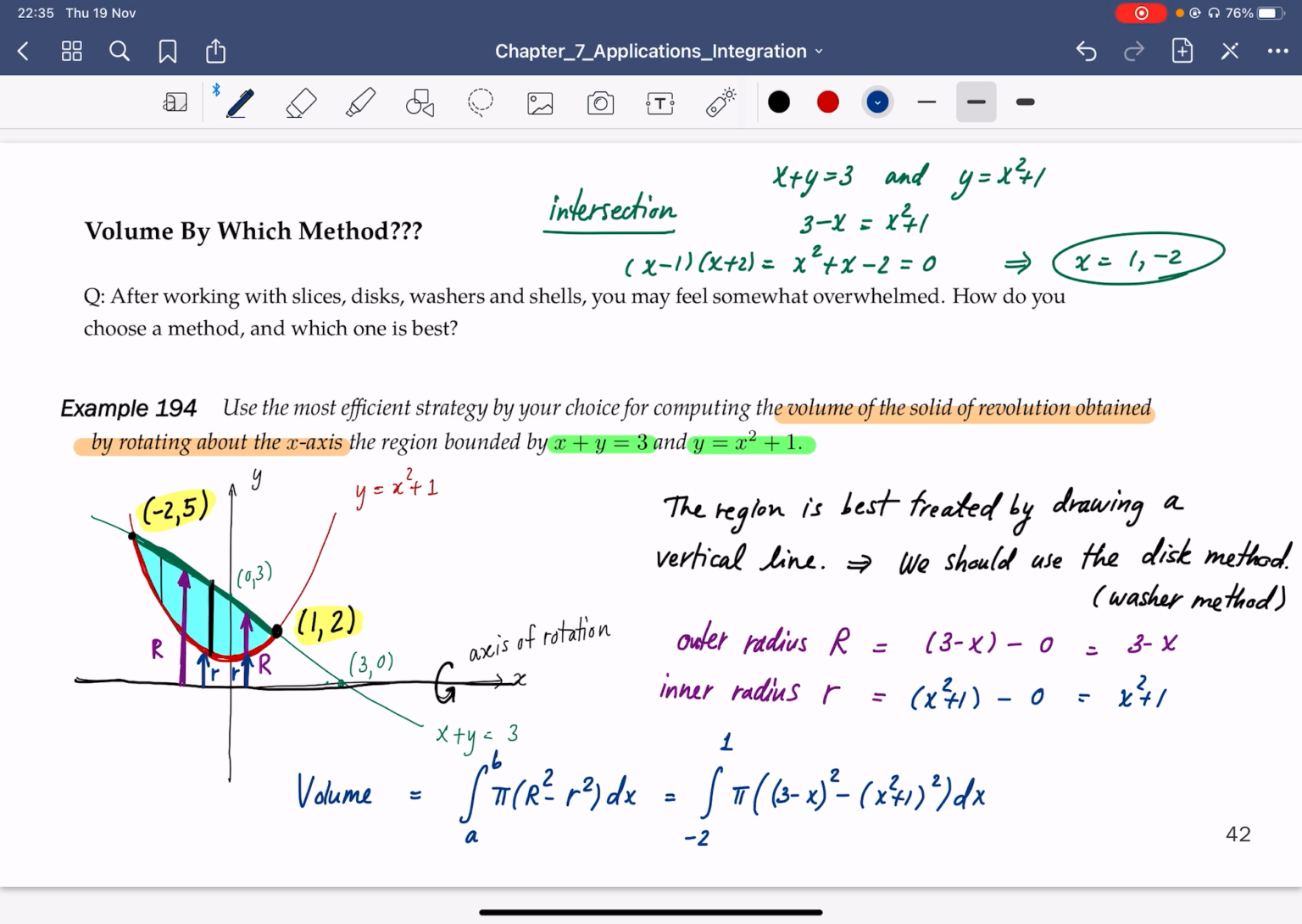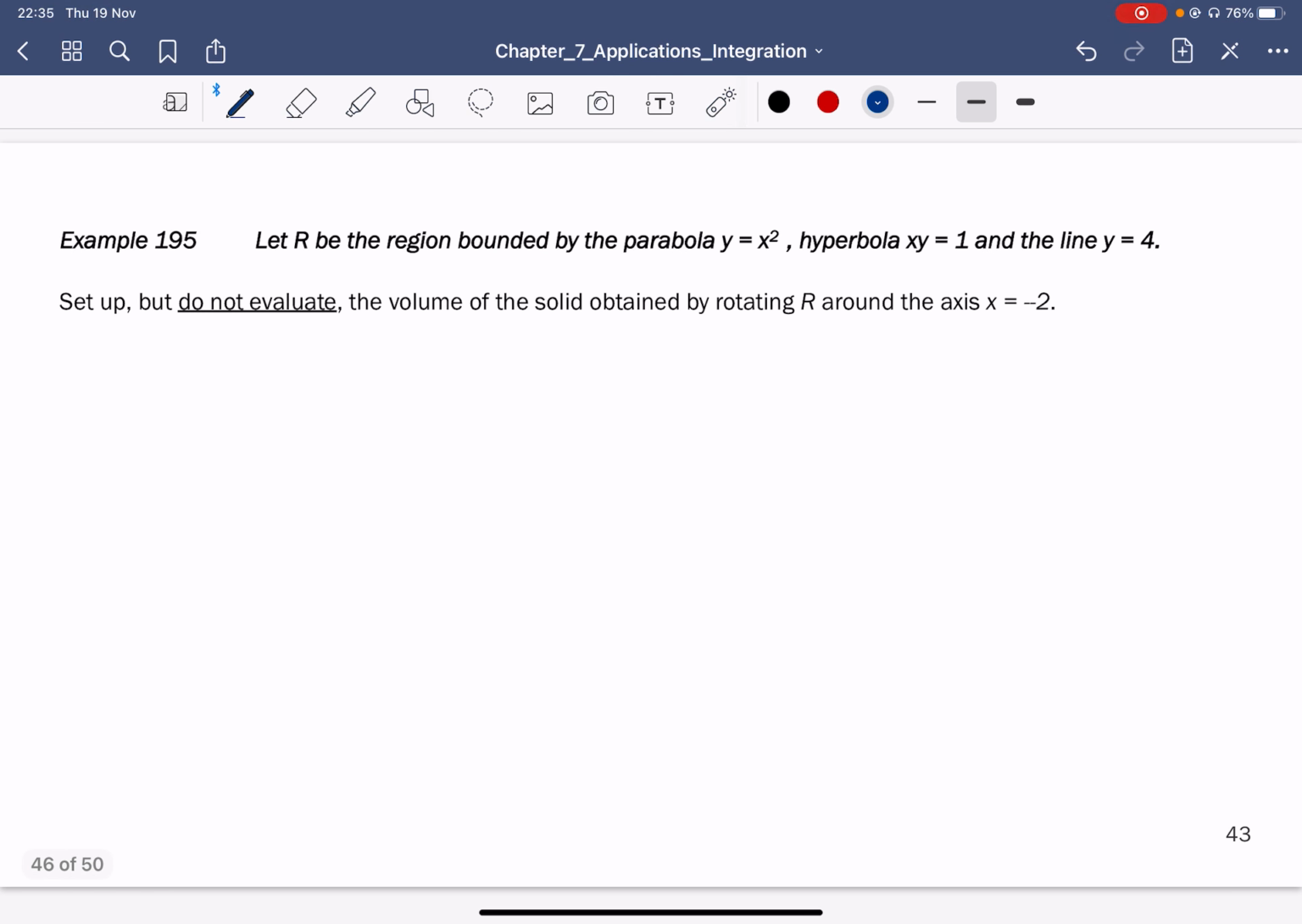After you plug in everything, this is going to be your final integral that you want. And you can integrate this by yourself. So the answer is going to be 117 pi over 5. All right, that is example 194. So we're going to move forward to the next one. The next one is example 195.